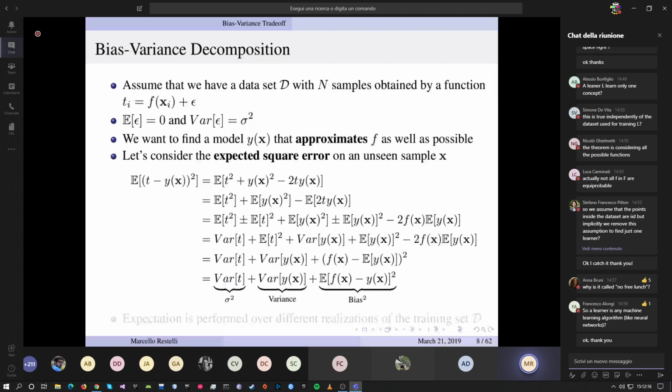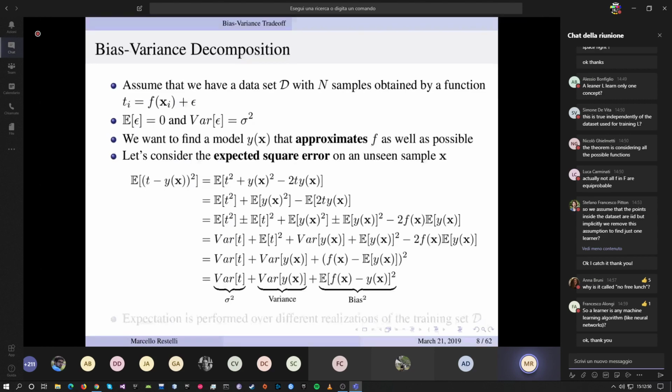When will this variance be high? This variance will be high when you have few samples and a lot of parameters, because you know that when you have few samples and a lot of parameters, the prediction of your model is highly influenced by the samples that have been observed and used for learning the parameters. So this is the variance: the variance of the output of your model with respect, again, to the realization of the training data.